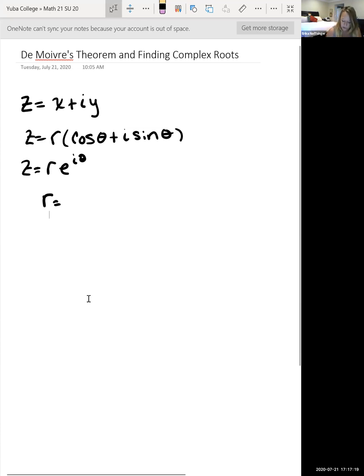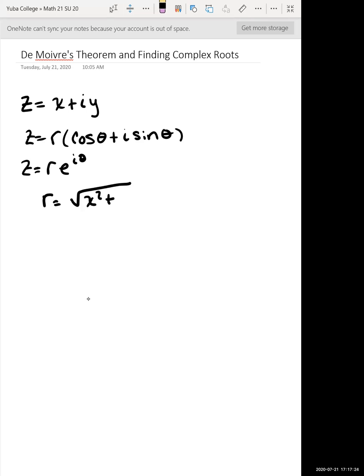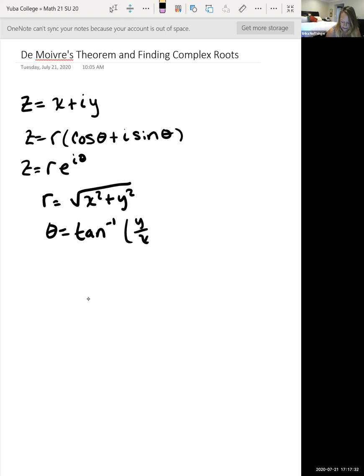So r was equal to the square root of x squared plus y squared. Theta was equal to tan inverse of y over x. And what else do we have? x was equal to r cosine theta, and y was equal to r sine theta.